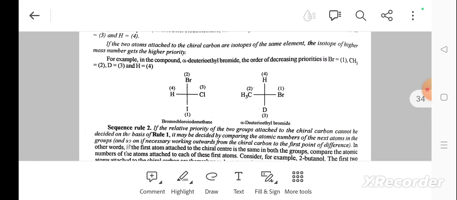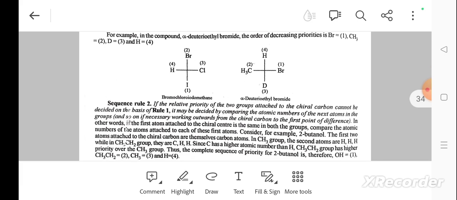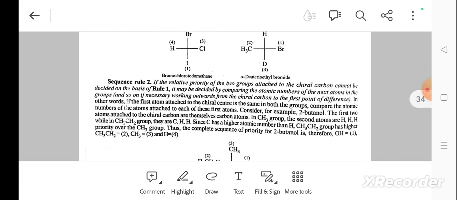If the two atoms attached to the chiral carbon are isotopes of the same element, the isotope of higher mass gets higher priority. For example, in the compound alpha-deuterioethyl bromide, the order of decreasing priority is Br first, CH3 second, D third, H fourth.